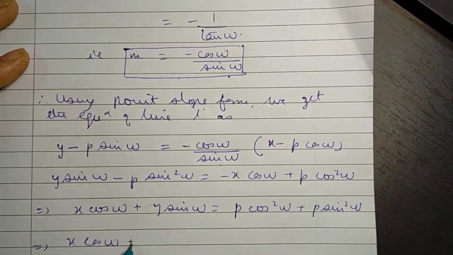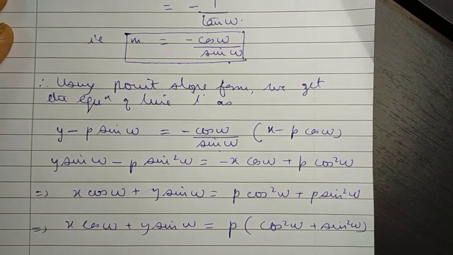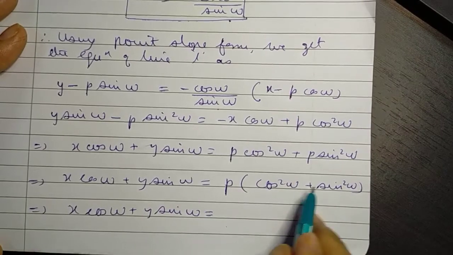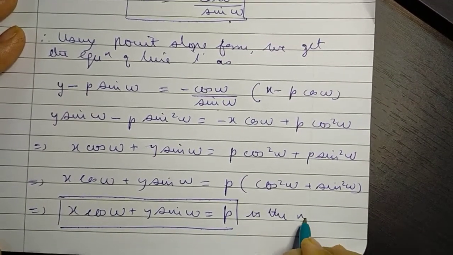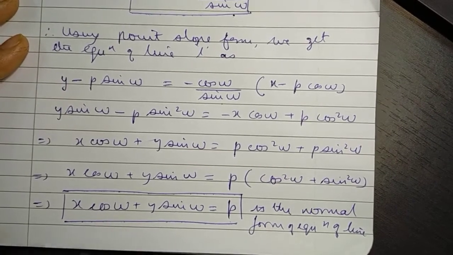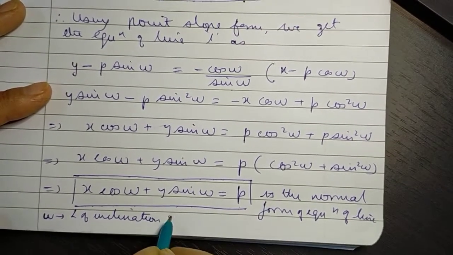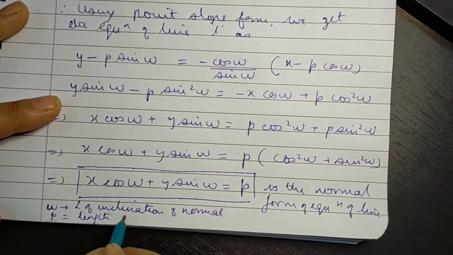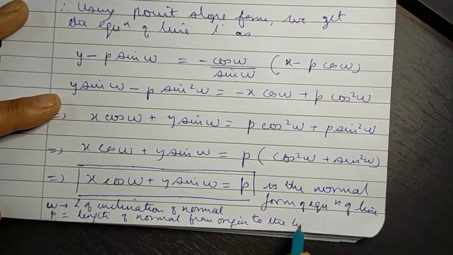We get x cos omega plus y sin omega, taking P common, cos squared omega plus sin squared omega, and this gives us x cos omega plus y sin omega is equal to, but cos squared omega plus sin squared omega is 1, so is equal to P. This is the normal form of equation of line, where omega equal to the angle of inclination of normal and P equal to length of normal from origin to the line. So this is it.